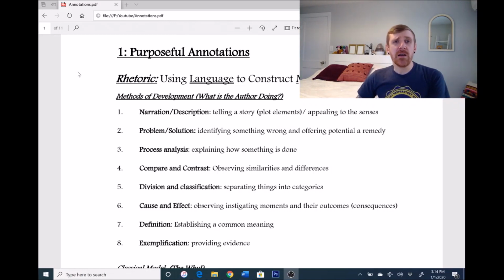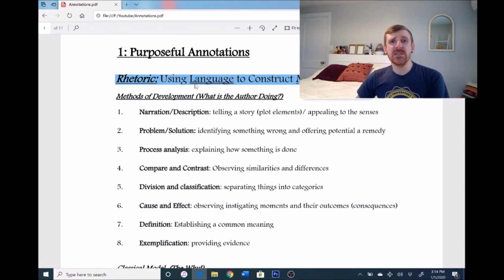But anyway, I'm going to call your attention over here, because after I have kids break the text into sections, what I do is I have them annotate down the left-hand side of the page for rhetorical modes, or the new way that we talk about rhetorical modes is by calling them methods of development. Now, I want to remind you, if you look right up top here, I'm going to try to highlight this if I can. Yeah. That I do use my definition of rhetoric as being using language to construct meaning.